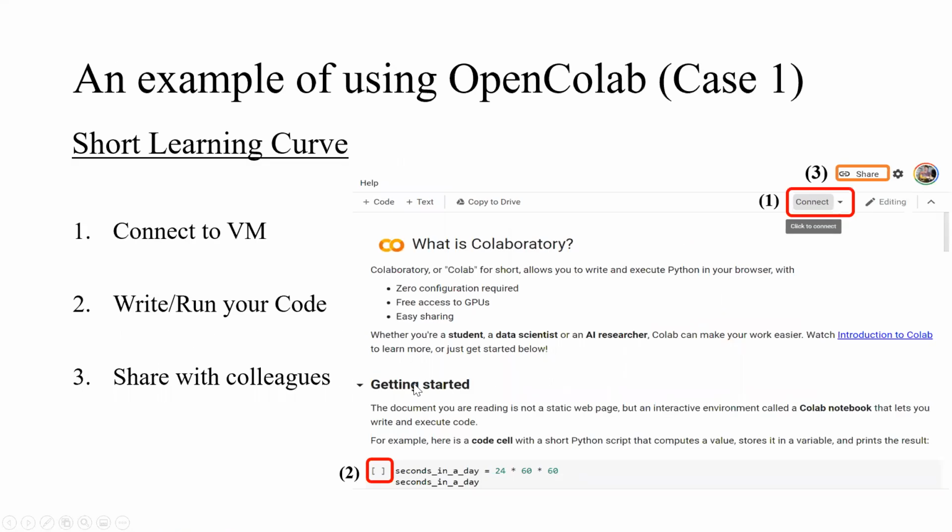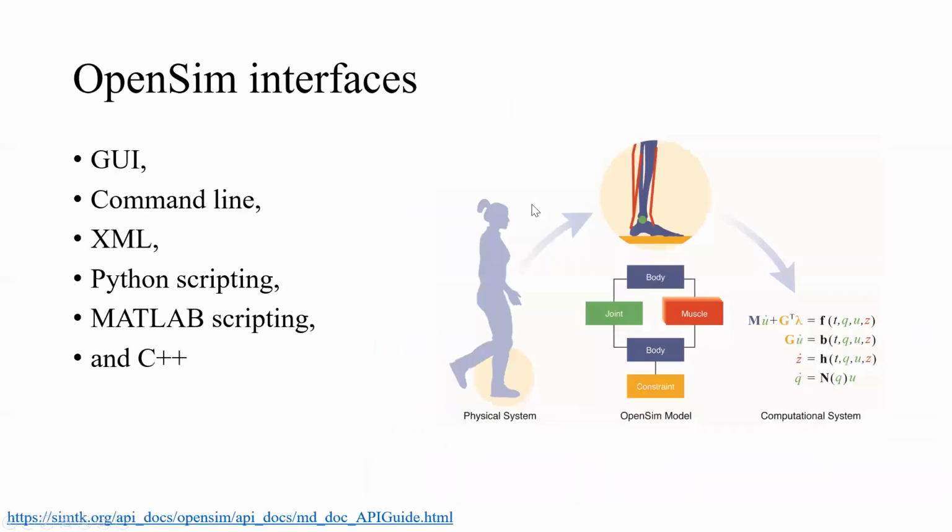So for instance, one example is here. This is the environment for OpenCollab. So you can see you can just simply connect to the virtual machine, write your own code here, run it, and then share it. That's as easy as you can see here.